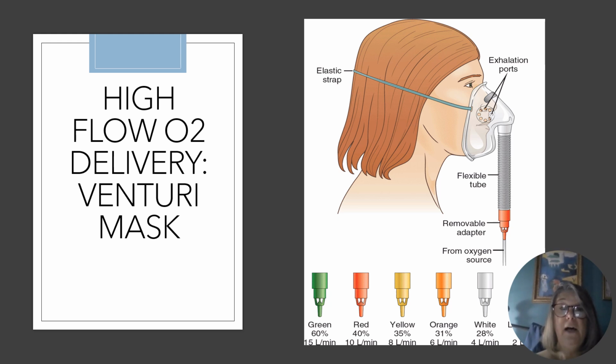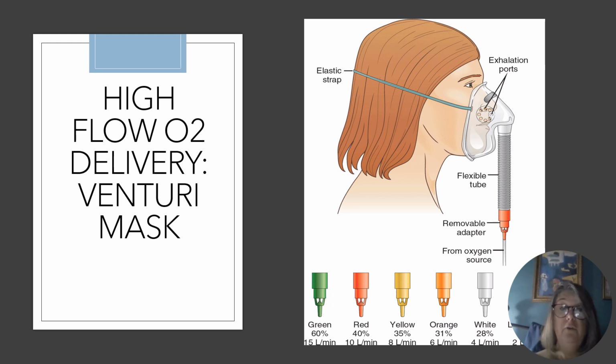The Venturi mask is the most commonly used high flow device. The device delivers the most accurate oxygen concentration. So that's the Venturi mask. We can deliver 24 to 60% O2. This can range from 2 to 15 liters per minute.